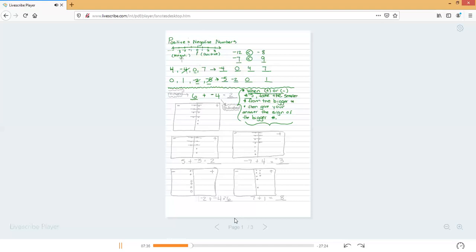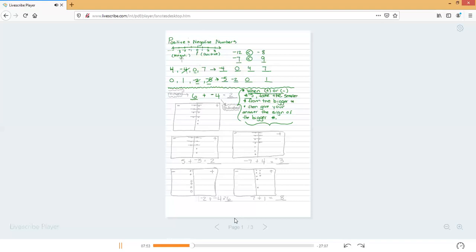You take away the smaller number from the bigger number, and then whatever answer you get after you do that, give it the sign. When I say the sign, that means positive or negative of whichever one of your numbers is bigger. But that's not what we're learning today. Let's get straight into it.